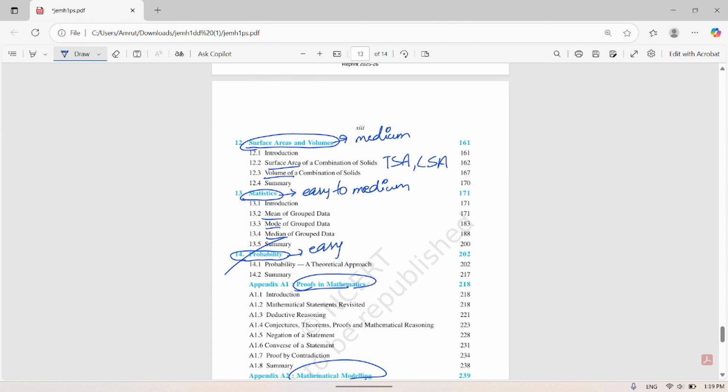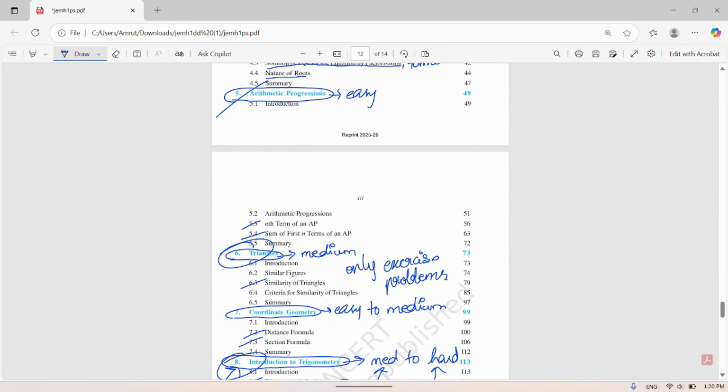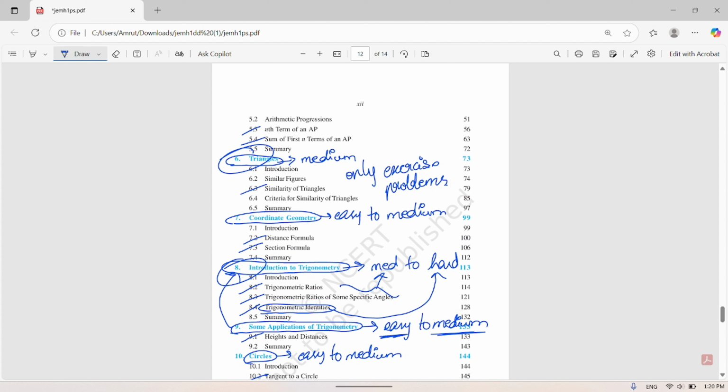And then we have some hard topics like trigonometry. We have triangles, and to some extent we can say even the surface areas and volumes, and up to some extent even the quadratic equations also. So your focus needs to be somewhat higher on these so that you can gain good marks. You can gain 80 out of 80 marks in your end semester examinations, board examinations.